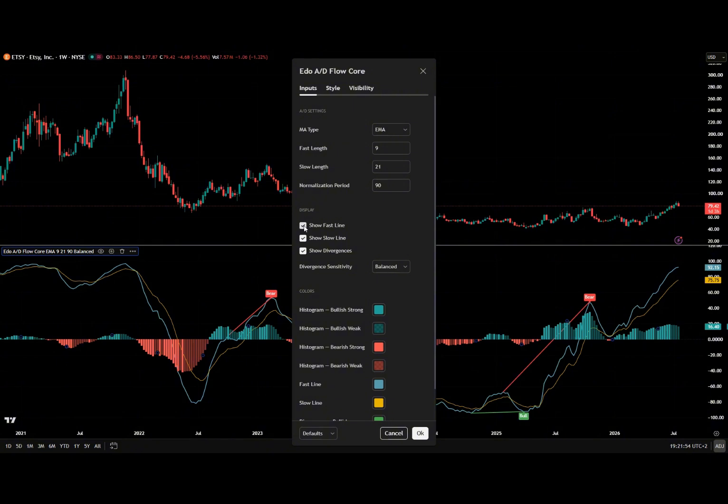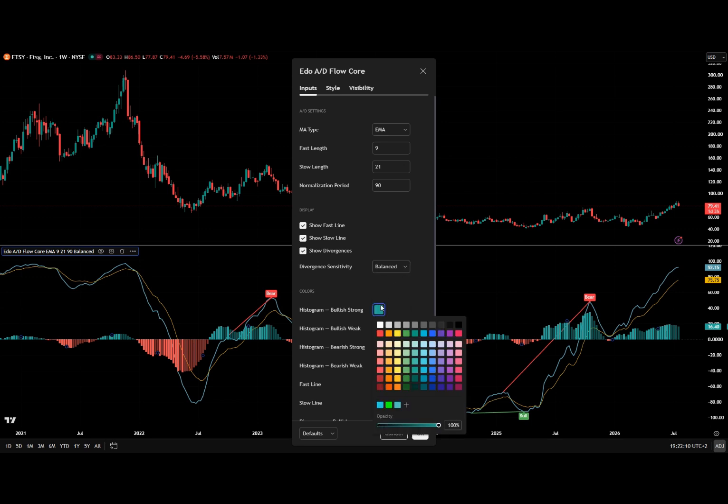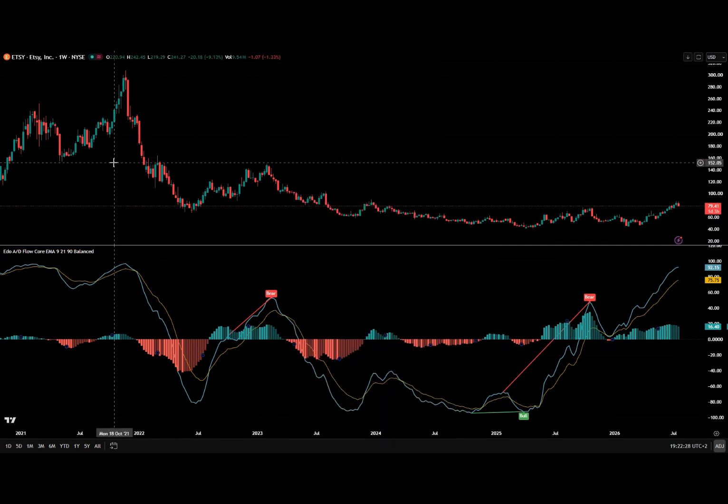The display block switches each layer on its own, the fast line, the slow line and the divergences. And this is the one worth knowing, the divergence sensitivity, with 3 profiles. Fast reacts to small pivots and prints many. Slow only compares wide, well-separated swings and prints far fewer. The colors of the 4 histogram tones and of both lines are yours as well, and balanced is the right default to start from. On Etsy Weekly the defaults hold up well, and you can see the flow turning up long before price did.